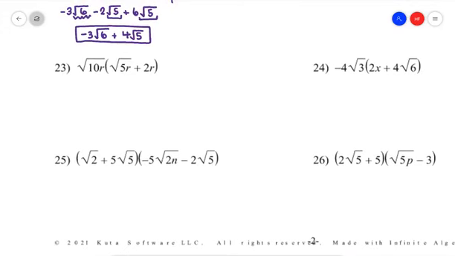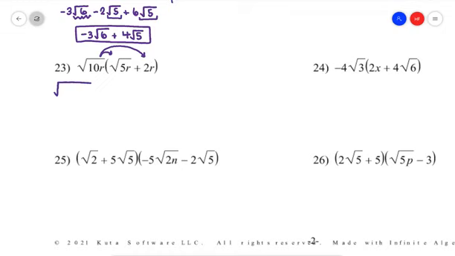Now on 23, we're dealing with multiplication. So when we're multiplying, we're going to take that first term and distribute just the same way as we would with any other number, any other variable. So with our radicals, we'll multiply whatever's underneath by whatever's underneath.